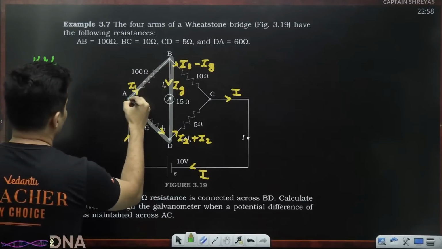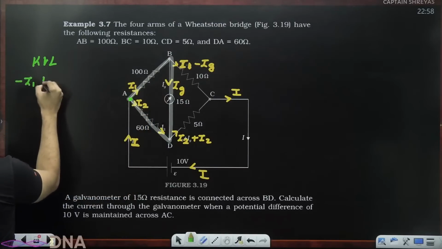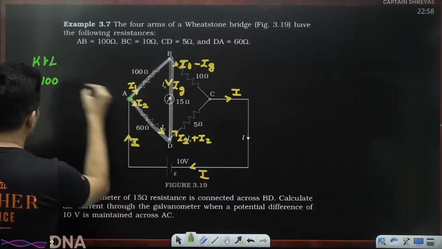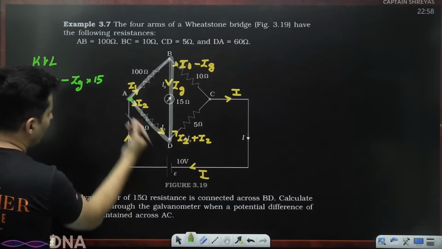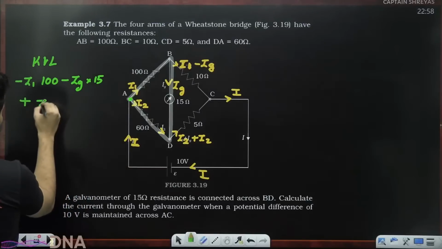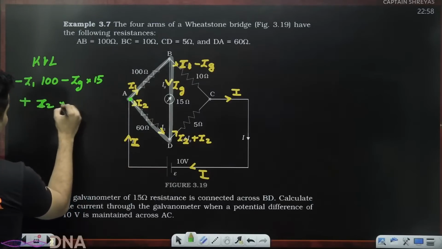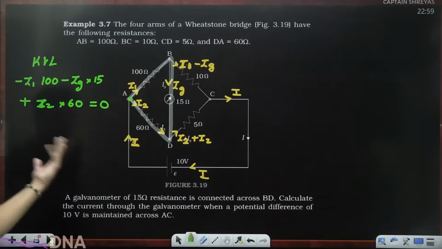So let's say you start from here. In the direction of the current, it is a drop, so I into resistance. In the direction of the current, it's a drop, so minus Ig into 15. Opposite, it's always a rise, so plus I2 into basically 60. That is equal to 0. So make equations, solve them.